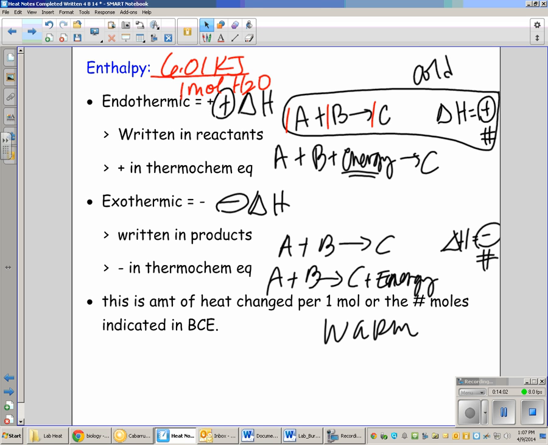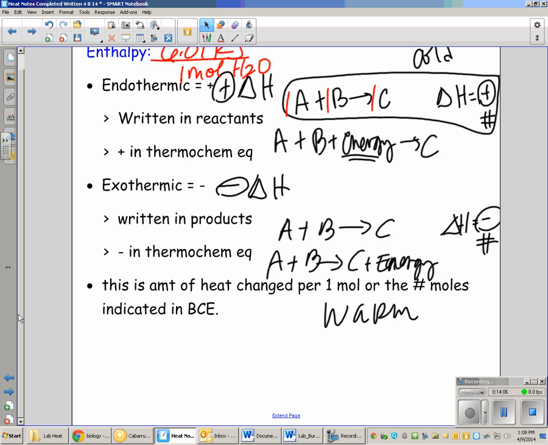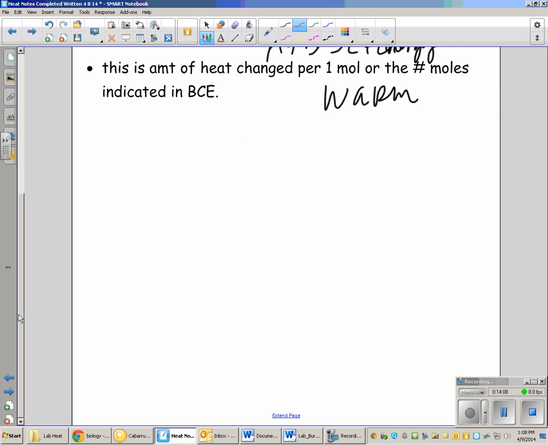So if I said something like, I'm just going to do this. If I said ammonia, let's do the Haber process. Let's do nitrogen plus hydrogen yields ammonia. Balance that for me.